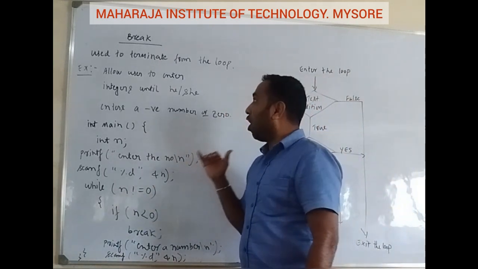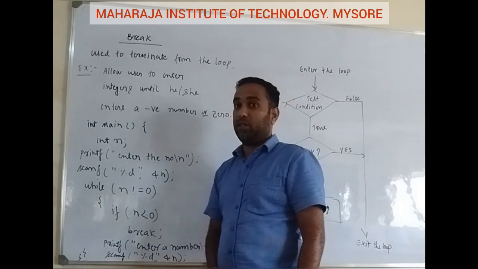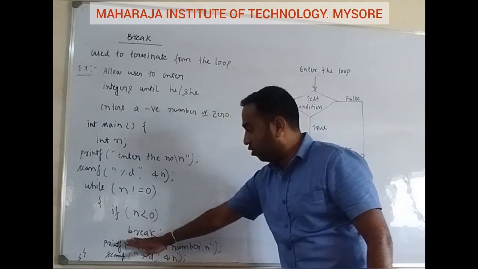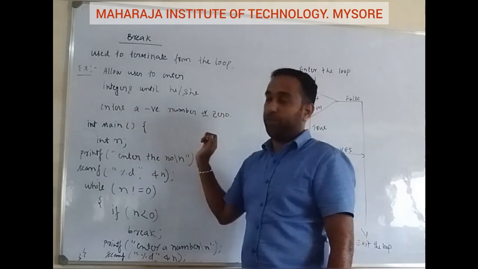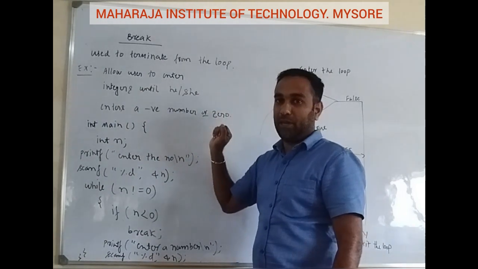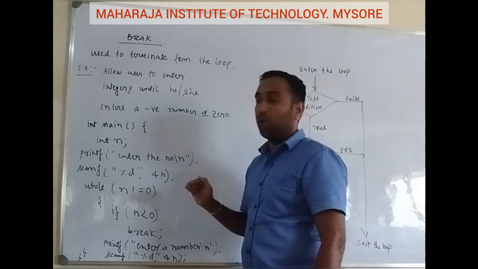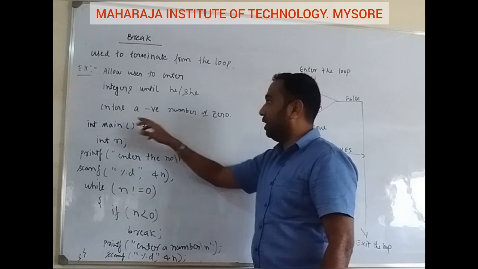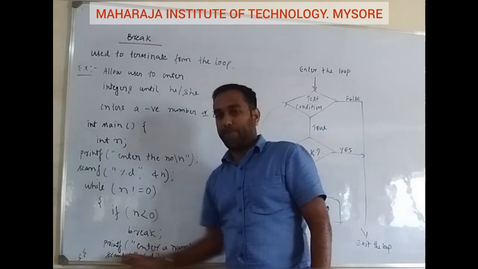I'll explain how the break statement works in the C programming language. Break is the keyword we use to terminate from the loop. It's called the break statement. Let us consider a simple example. I'm writing a program that asks the user to enter integers until he or she enters a negative number or 0. I'm going to write the program.